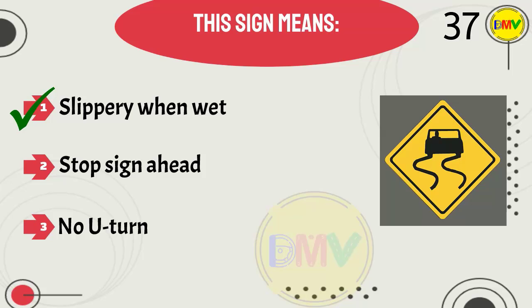The correct answer is 1. All roads are slippery and dangerous when wet. This sign warns of conditions that can cause a driver to lose control of a car. A driver should slow down when coming upon wet pavement because it takes longer to stop.